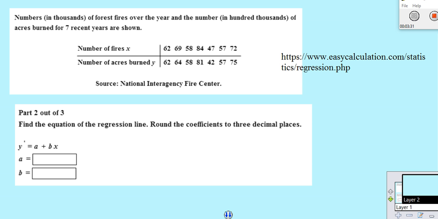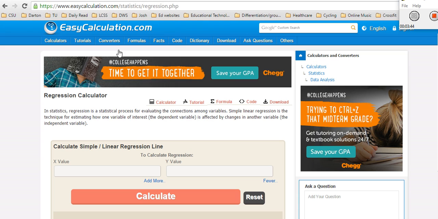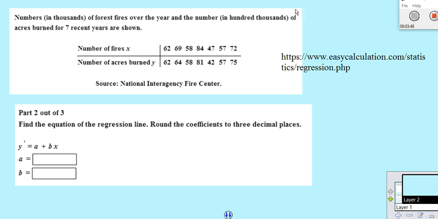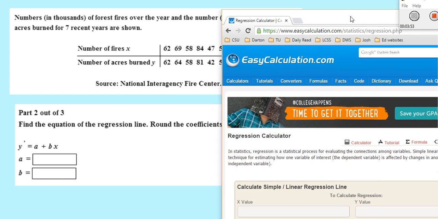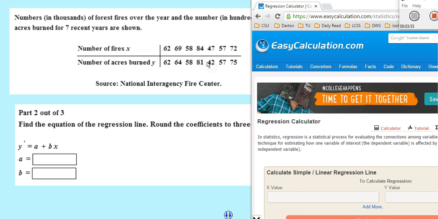Alright, so here we go. Let's pull that up. Same concept, same idea. Let me shrink my screen a little bit so I can see things better. We're basically going to enter in our data values. We'd start off here and type in our 62, go over to our y, and it's 62. Then we would add more. We'd type in 69, tab 64, and continue through the list.